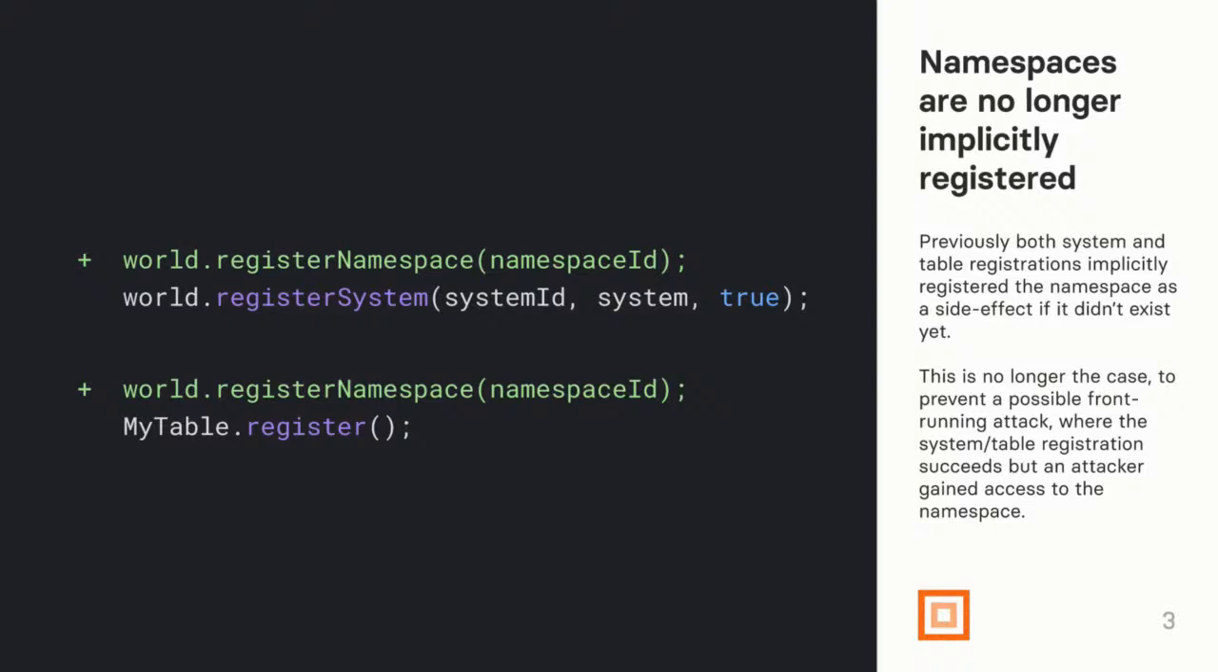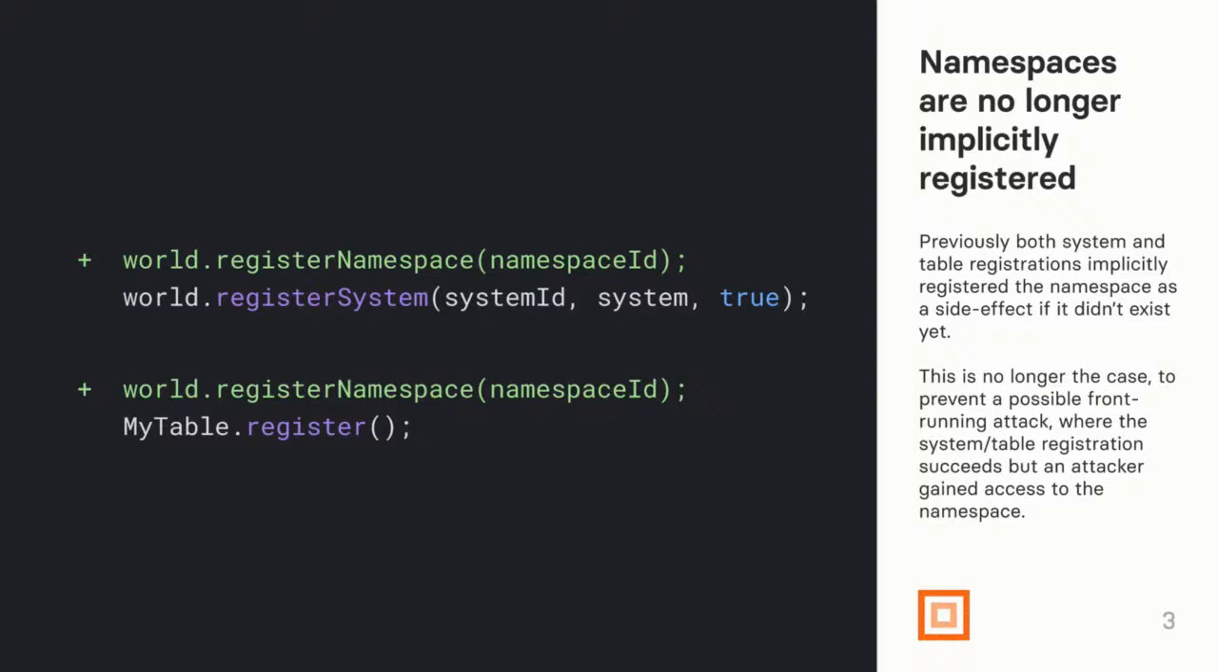You would try to register a table in a namespace that doesn't exist yet, and then an attacker could front-run this transaction to create the namespace, give himself access to it, and then transfer ownership of that namespace to you. Now that would have meant that your table registration transaction is still successful because you now own the namespace, but the attacker also has access to it. To prevent that, we now require namespaces to already exist when you register a table or a system.